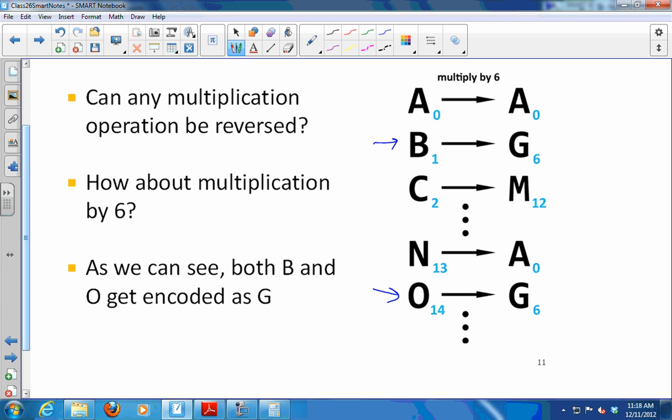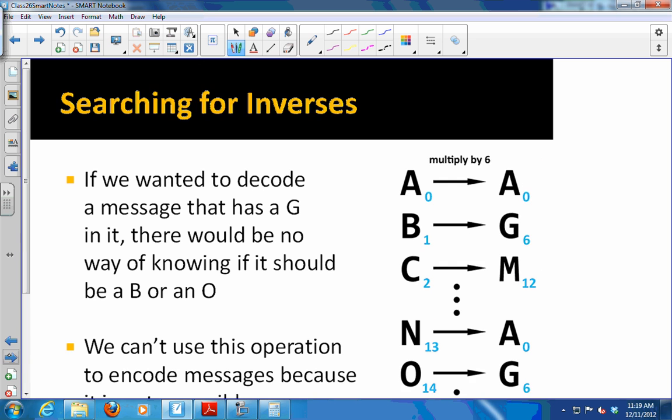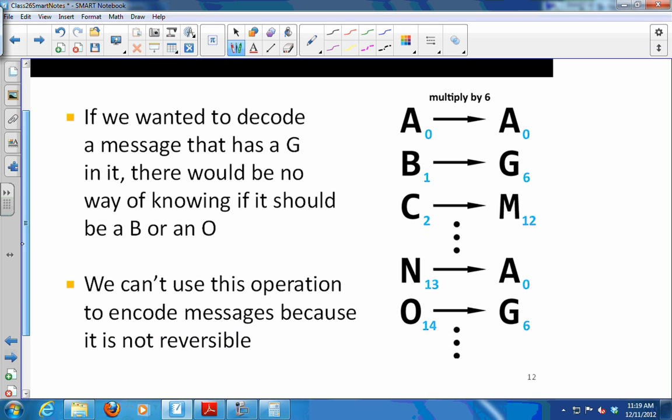Okay. Which means that if our message that we receive that's encoded looks like a bunch of garbage, we won't know if G should get decoded back to B or back to O. So multiplication by 6 is actually not a reversible encoding method. So you wouldn't use that one because you can't figure out how to decode it. Okay. Can't use this one because it's not reversible.